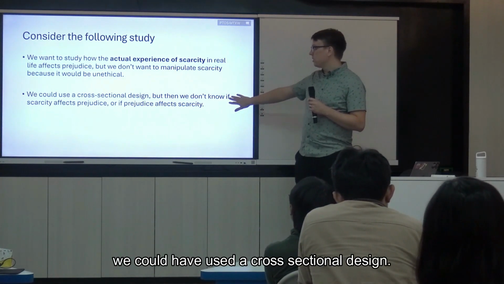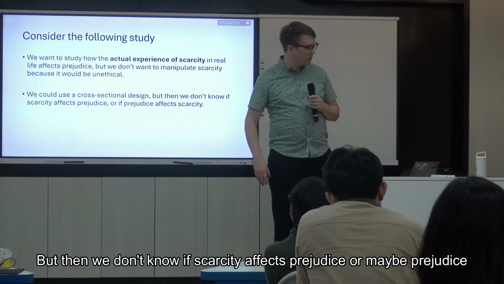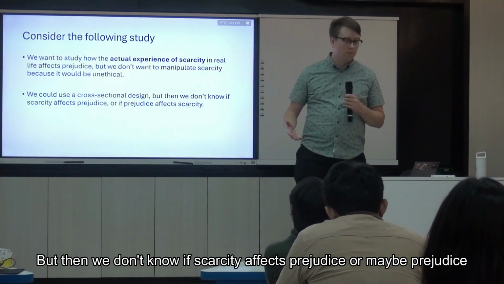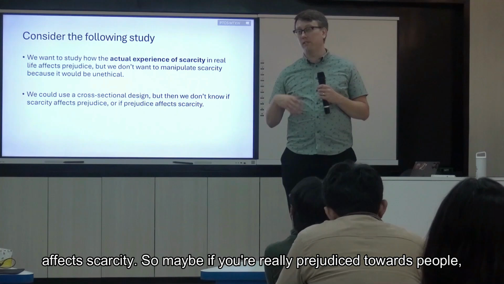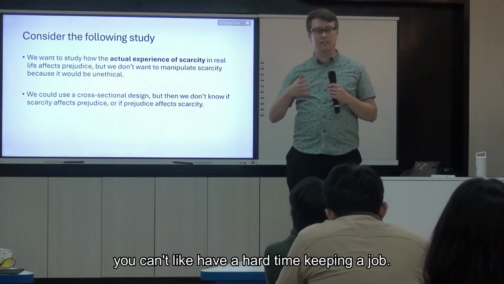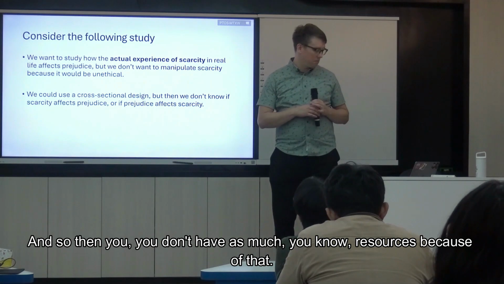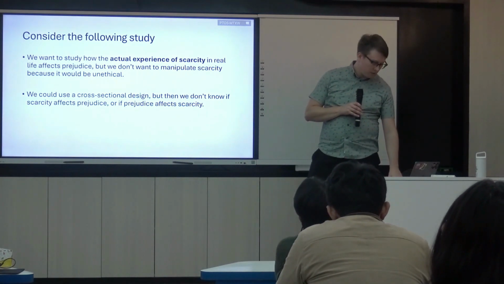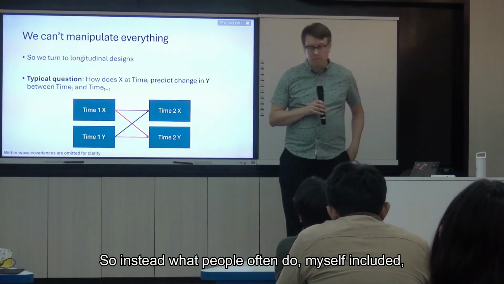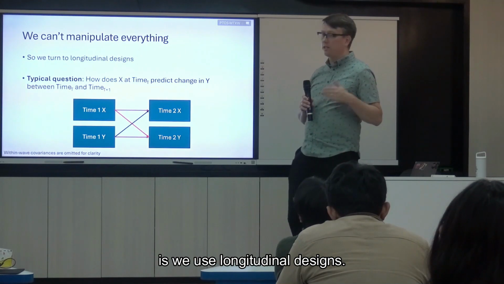We could use a cross-sectional design, but then we don't know if scarcity affects prejudice, or maybe prejudice affects scarcity. So maybe if you're really prejudiced towards people, you have a hard time keeping a job, and so then you don't have as many resources because of that. So instead, what people often do, myself included, is we use longitudinal designs.